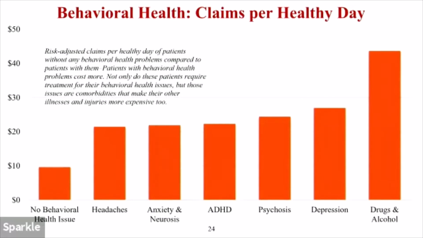So here we're looking at the claims per healthy day of people in general and comparing them to folks that have behavioral health issues. Over here on the far left, it costs about $10 in claims to keep the average person healthy during a year, looking at all their claims and all their unhealthy days, about $10 a day. But if you have anxiety or headaches, it's going to double to over $20 a day to keep you healthy. And if you've got alcohol or drug abuse problems, it's going to double again to over $40 per day.